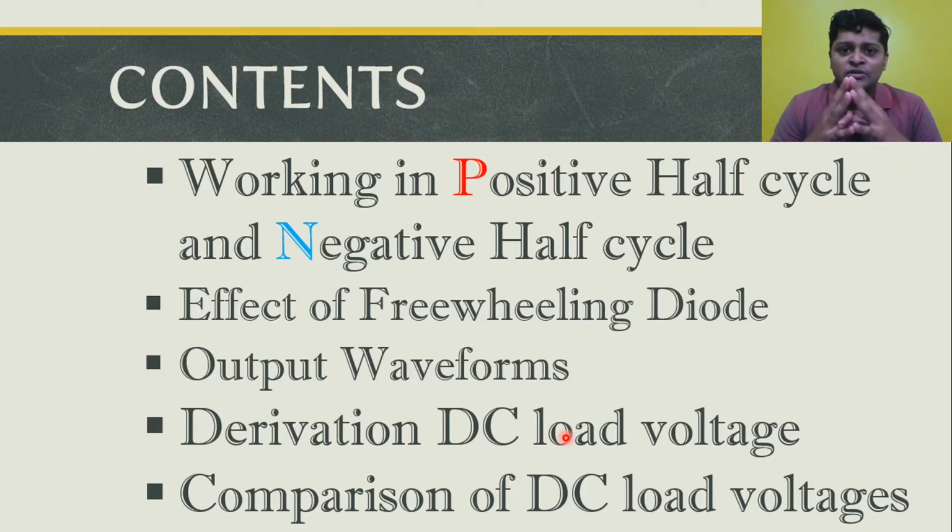Now what is freewheeling? Freewheeling is nothing but the ability to allow anything to pass through it freely, without any opposition or without any restriction. So the diode is named as freewheeling diode because it is allowing the energy to freely pass through it. Now the freewheeling diode is also known as a flywheel diode.